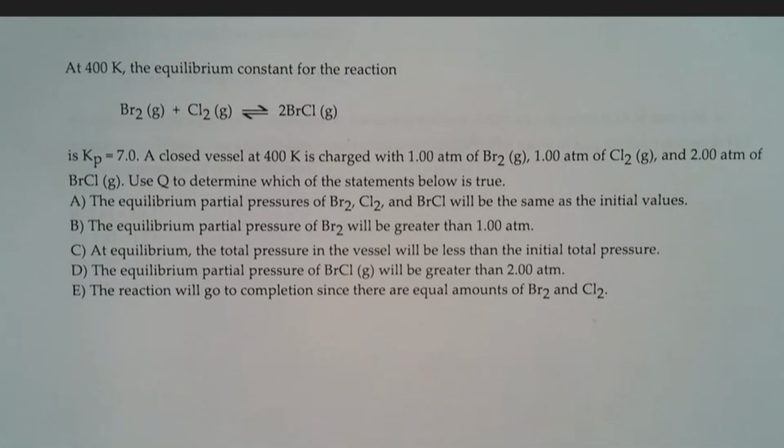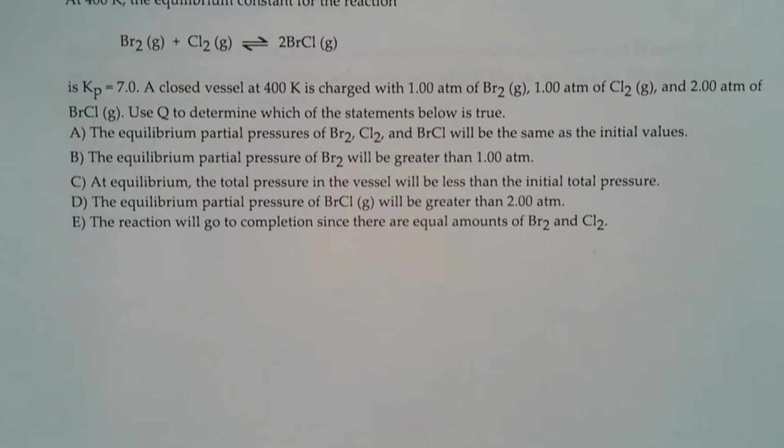At 400 Kelvin, the equilibrium constant for the reaction of Br2 plus Cl2 going to 2 BrCl, all in the gas, is 7. A closed vessel at 400 Kelvin is charged with 1 atmosphere of Br2, 1 atmosphere of Cl2, and 2 moles of BrCl. Use Q to determine which statement below is true.